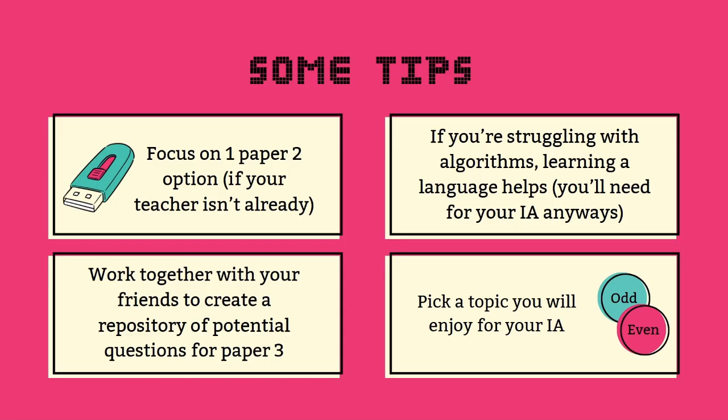And finally, for your IA, pick a topic that you enjoy. The computer science IA takes a really, really long time compared to the other IAs. Some IAs you might be able to finish in just a couple of days, maybe weeks, but the computer science IA will take you months. And so you should pick a topic that you like and enjoy the process. Learn how you can develop a computer science product and make a product that you're proud of.